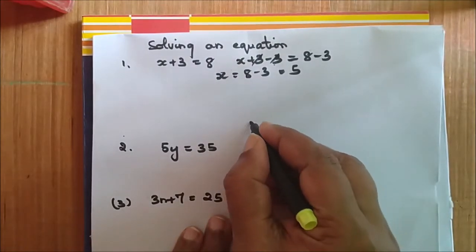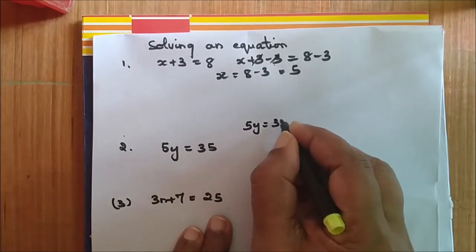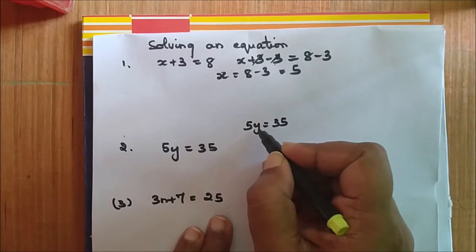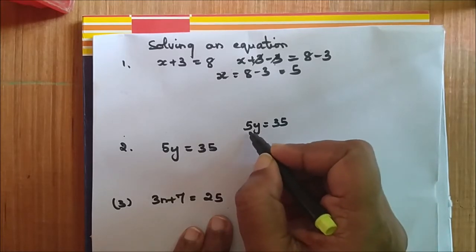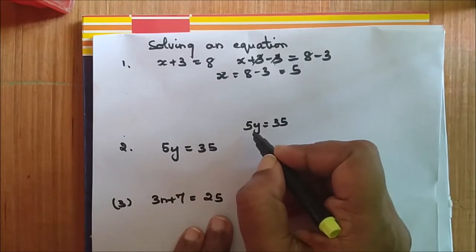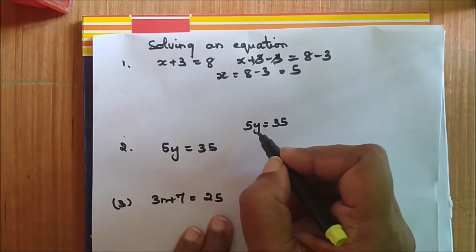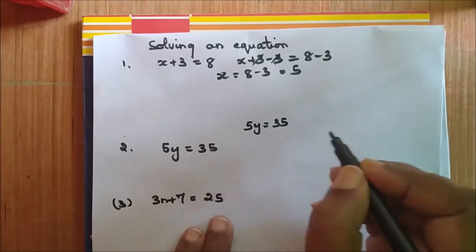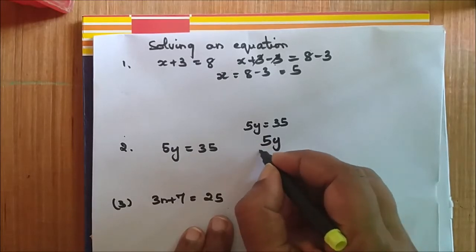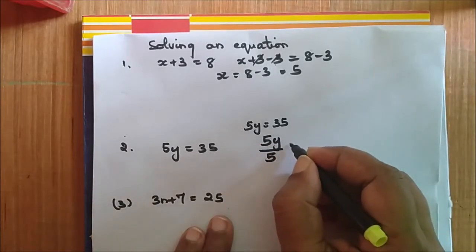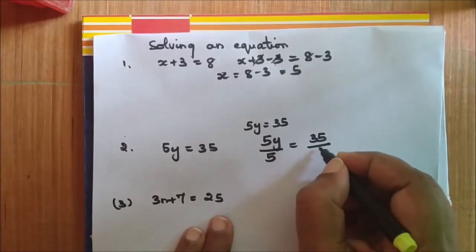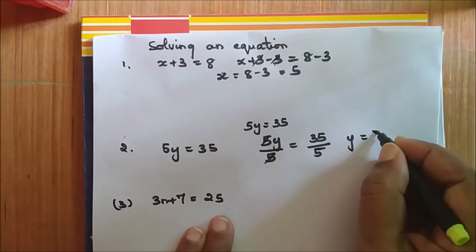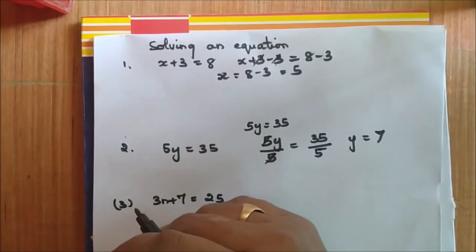Similarly, we'll take this one. 5y = 35. In this, 5 is multiplied to y, isn't it? Now if I want to find the value of y, I should remove 5. How can I do that? If I divide by 5, I can remove my 5. So when I divide by 5 on the left hand side, the same thing I should apply to the right hand side also. So 5y by 5 is equal to 35 by 5. So this 5 will get cut. y = 7. I hope you understood how we do it.